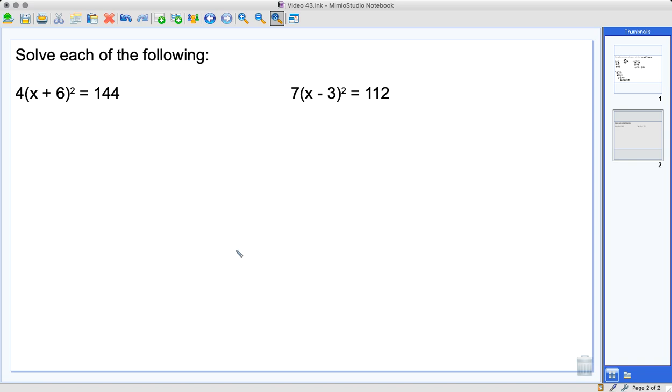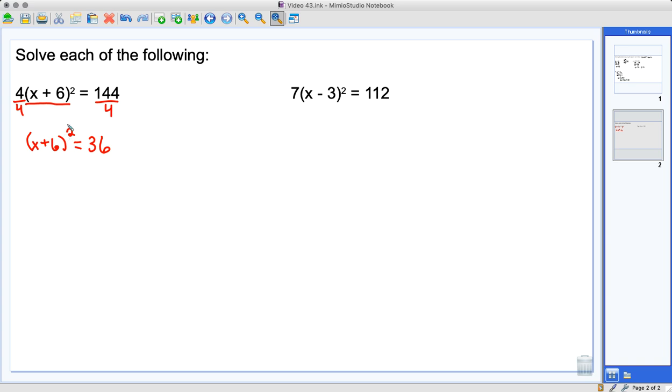All right, so then these are just a little bit more complicated. What we're going to do is treat this like our x squared term, so we want to get that by itself first. We're going to divide by 4 on both sides. So I get x plus 6 squared equals 36.